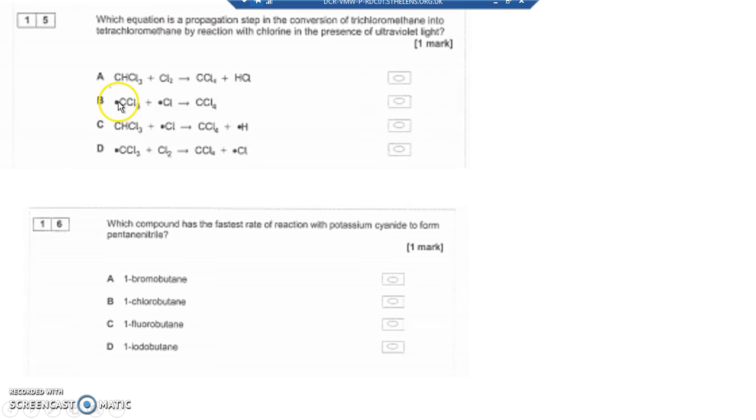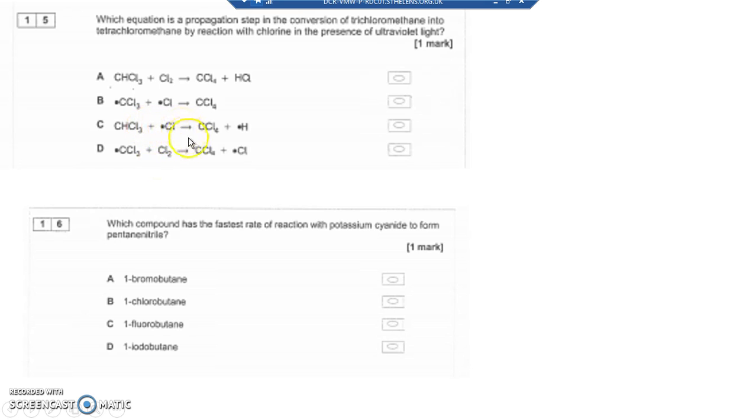A termination step is where two free radicals come together, two dots, to make something without dots. So that's a termination step, B. Two radicals coming together and joining together and forming something with covalent bonds, without dots, with no unpaired electrons. They're all involved in covalent bonds, shared pairs. So it's not B, so it's not A and it's not B. So we're between C and D.